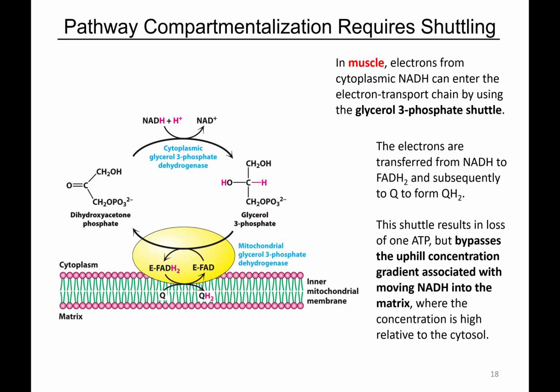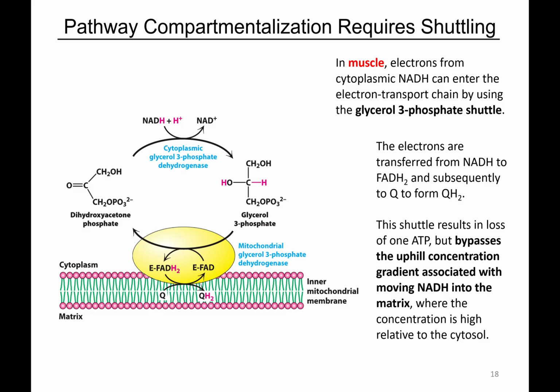And there are 2 different ways depending upon which tissue we're in. In muscle tissue, we use something called the glycerol 3-phosphate shuttle. So the idea here is in the cytoplasm, the NADH that we generate during glycolysis or other oxidative pathways can be used to reduce dihydroxyacetone phosphate, right? A molecule we recognize from glycolysis. This is DHAP. We give the electrons to DHAP, reducing it to glycerol 3-phosphate.